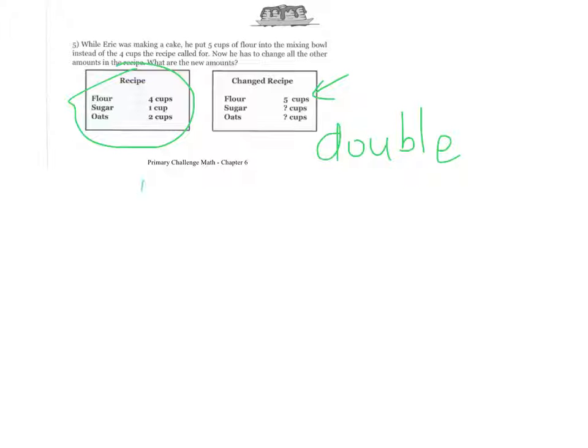So what does 5 equal? So 5 equals 4 plus 1. And what is 1? Well, 1 is a fourth of 4. So what he did is he added a 4th extra flour. So we want to add a 4th to all of our other things.